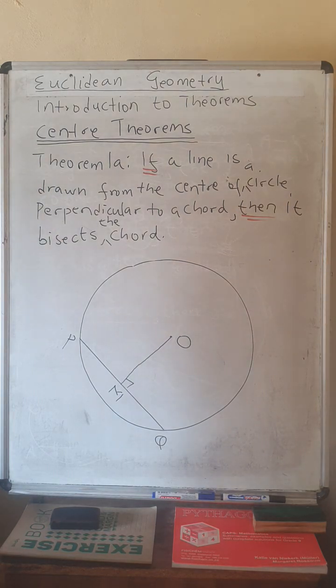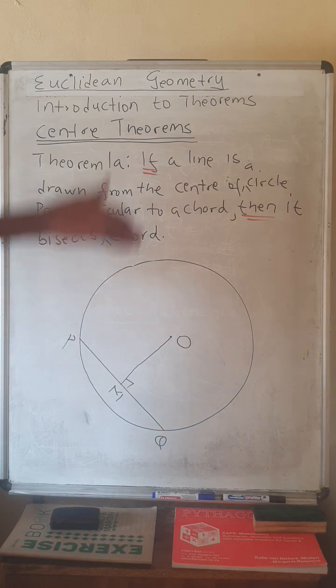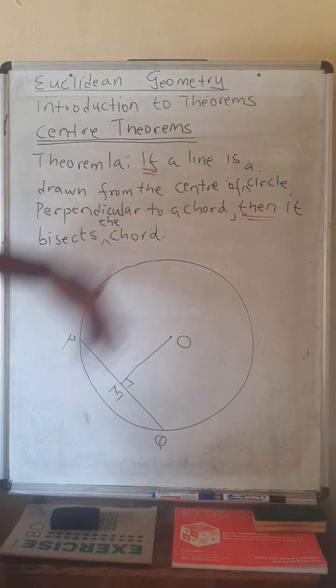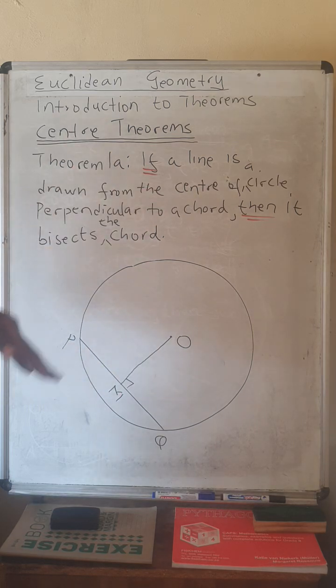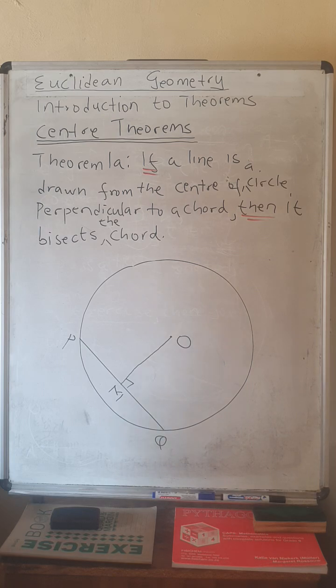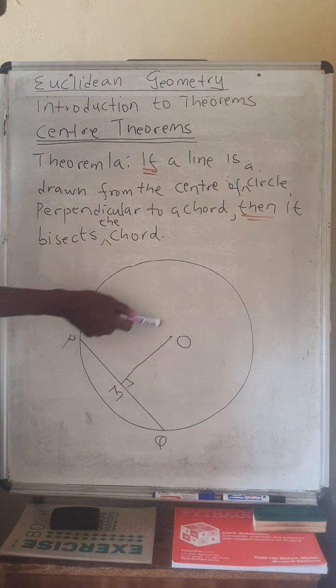This is the condition of the theorem. This is how it must appear. The condition of this theorem will always appear like this. Remember I said the condition is what? It's a line that is being drawn from the center perpendicular to a chord. Do you see a line that is being drawn here from the center perpendicular to a chord? Yes, I can see there is a line from the center here.